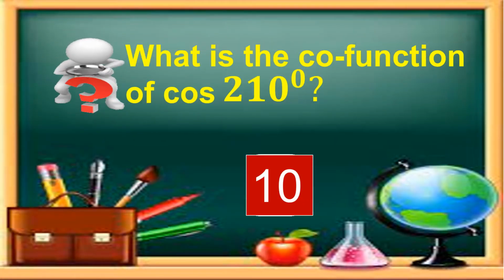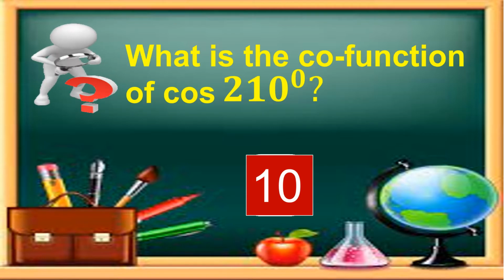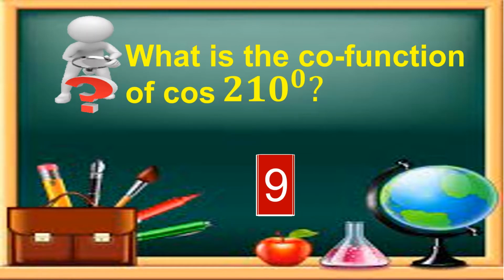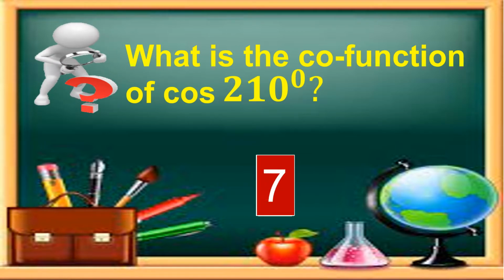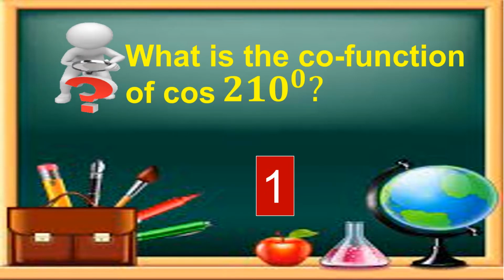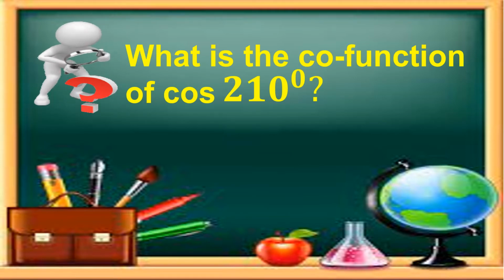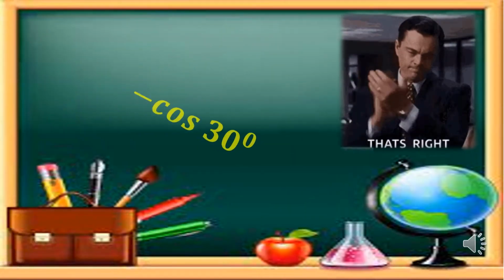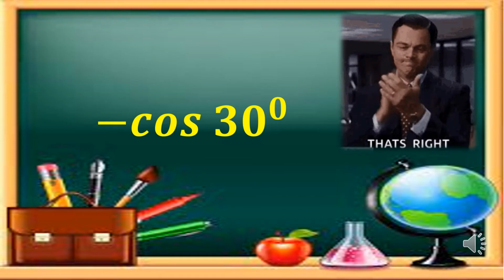You have 10 seconds to answer this one. So let us read all together. What is the cofunction of cosine 210 degrees? That's right. The answer is negative cosine 30 degrees.